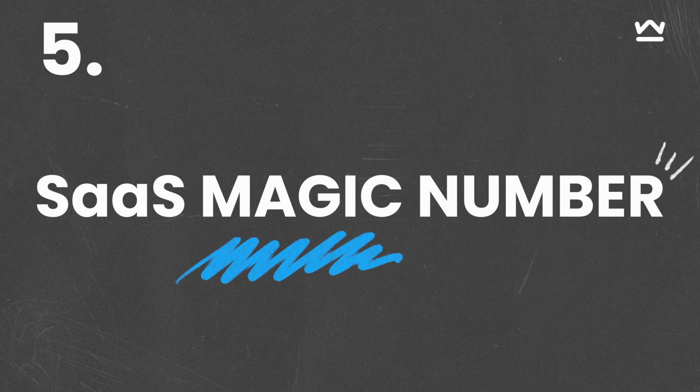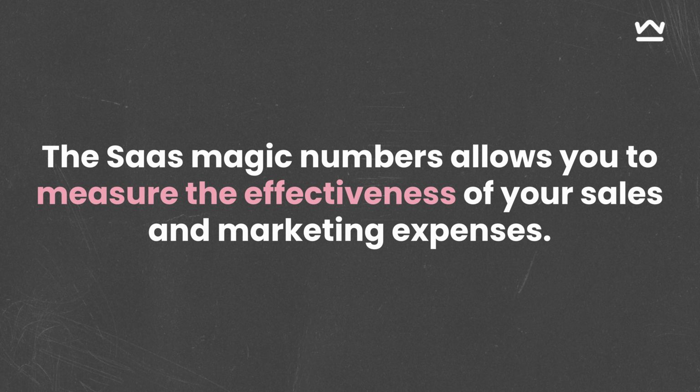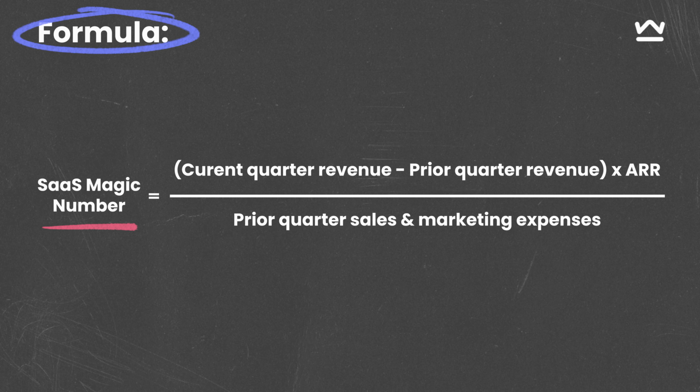And then there is the SaaS magic number, which is an interesting number, and most people don't calculate it, but I think it gives you a good idea of how well your business is performing. The SaaS magic number essentially allows you also to see the effectiveness of your marketing and sales. The formula is the current quarter revenue minus the prior quarter revenue times the ARR, so annual recurring revenue, divided by the prior quarter sales and marketing expenses. I know it sounds a bit weird like this, but just calculate it and see.